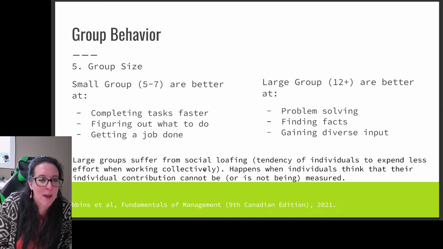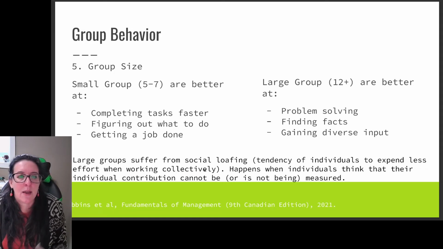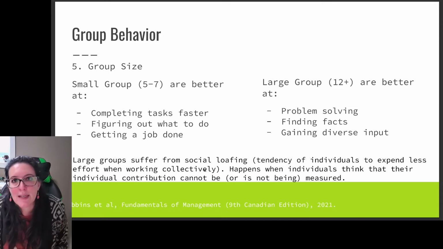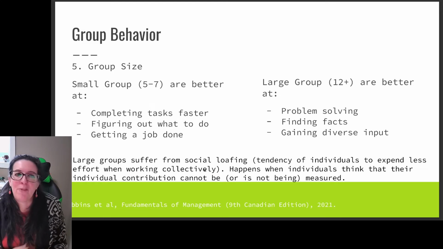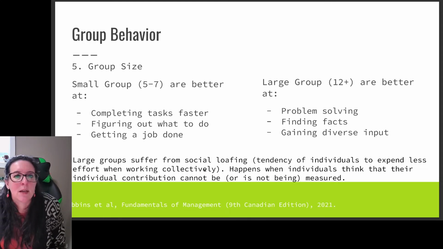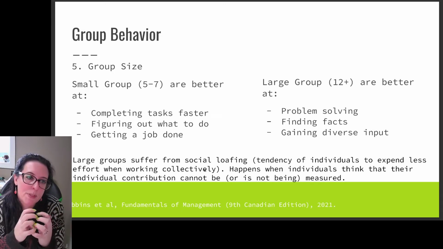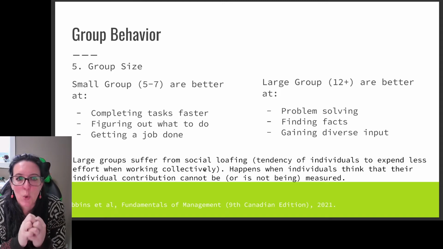The fifth aspect, when we're looking at teams in terms of their behavior, is the size of the team. And we've already talked about the size of the team in a previous video. So sometimes you want a small team, maybe 5 to 7 people. Maybe you want a bigger team, 12 plus. It depends on what you're trying to accomplish. As we talked about previously, the smaller groups will complete tasks much quicker.